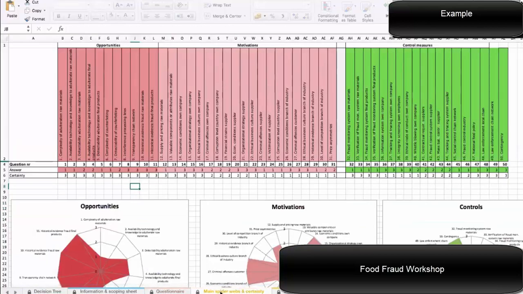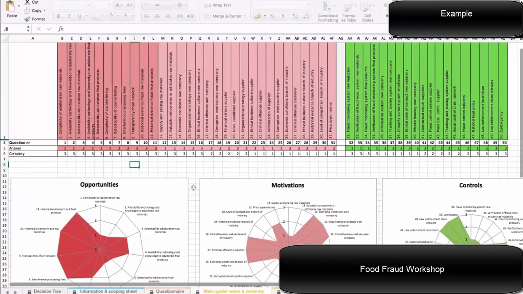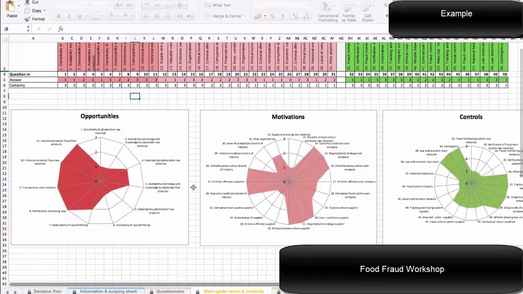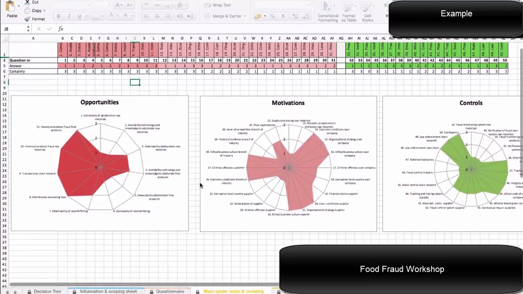We have answered all 50 questions and the certainty around them. And these have just been done randomly. This is not based on a real case scenario. And what you will see here is that it spits out 3 key spider webs around opportunities, motivations, and controls. In areas where there are high spikes, i.e. very red high spikes, you know that those are areas that are of high risk and are areas where you're going to have to focus on in terms of determining your mitigation effort.